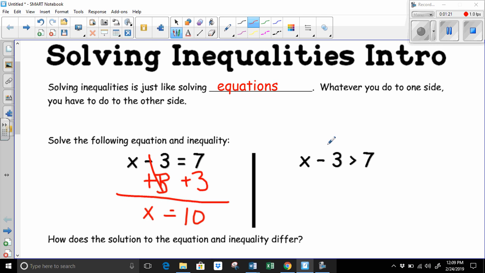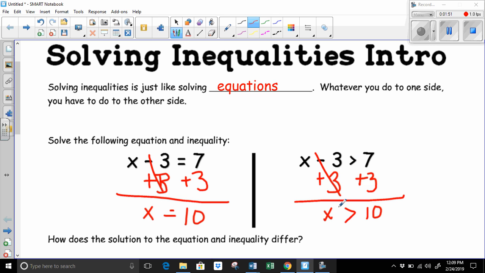We're going to do the same exact thing that we did with the equation. We're just dealing with an inequality symbol. So our variable is x, attached to the x is a minus 3. So we're going to add 3 on this side, and we're going to add 3 on this side as well. Our 3's are going to cancel. We'll bring down the x, and 7 plus 3 is 10. Instead of writing an equal sign, though, we do have a greater than symbol, so we want to make sure we write our greater than symbol.